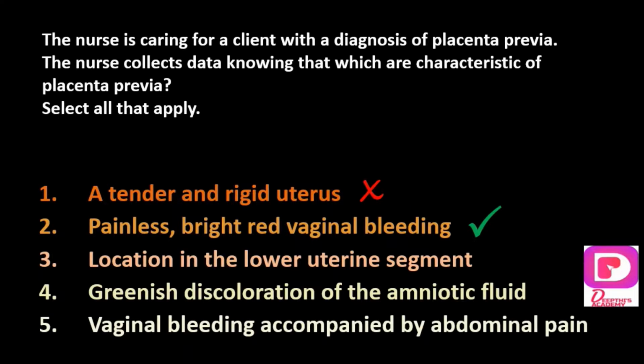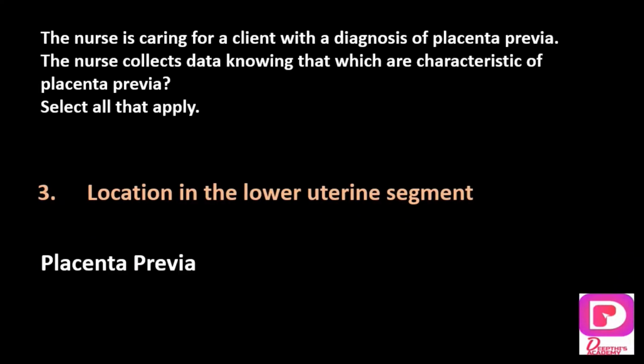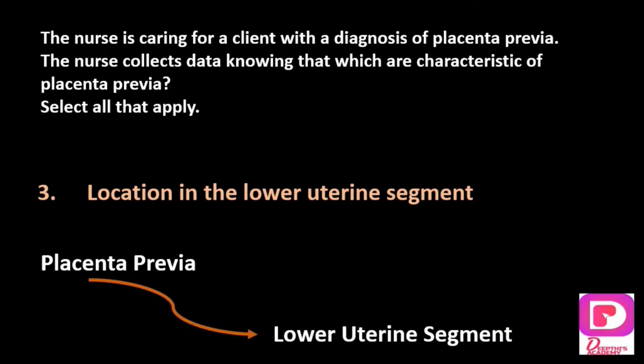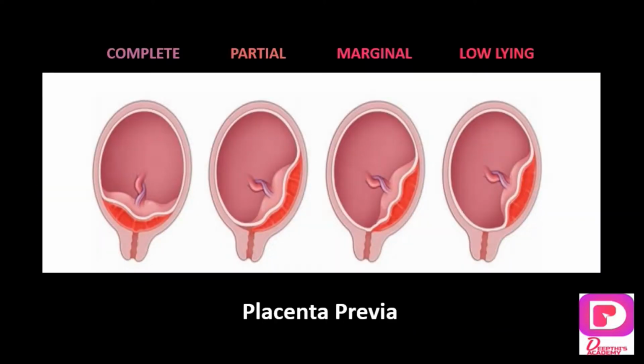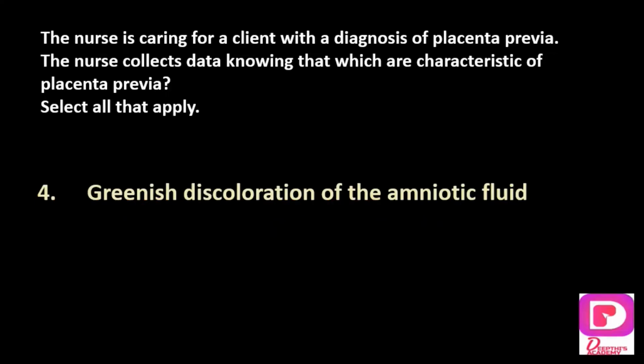Let's see option number 3, location in the lower uterine segment. In placenta previa, the placenta will be located in the lower uterine segment as shown in the figure. So option number 3 is right. Let's see option number 4, greenish discoloration of the amniotic fluid.